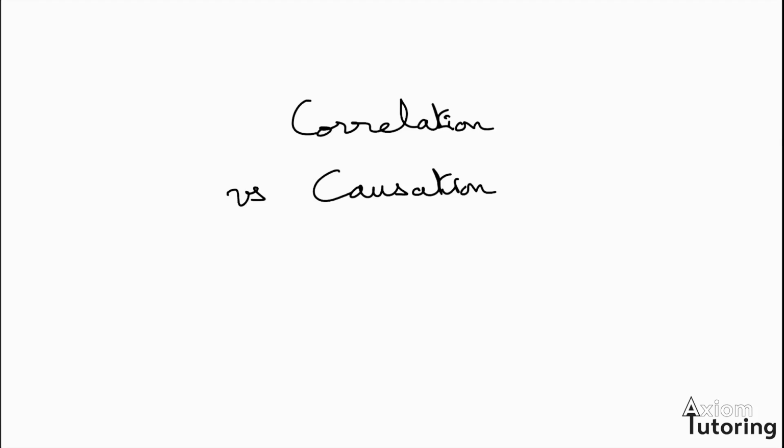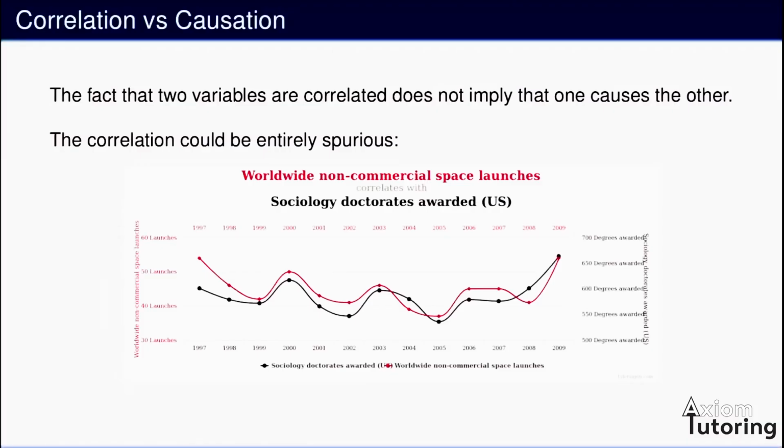Hi, in today's video, we'll have a look at one of the most fundamental concepts of all of statistics, and that's the difference between correlation and causation. So the fact that two variables are correlated does not imply that one causes the other. That's probably something that you've heard being said before, but it's really crucial to understand how easy it is to make that mistake.